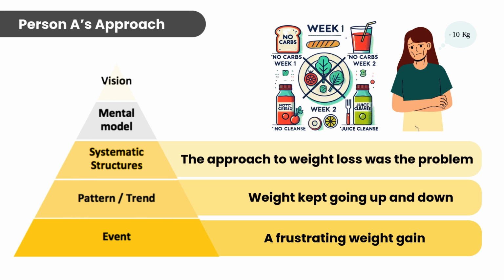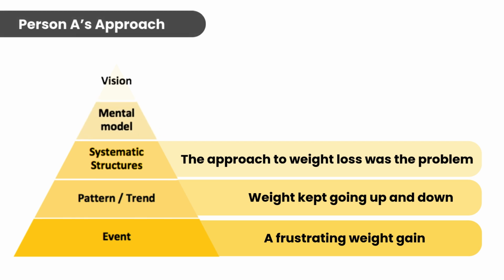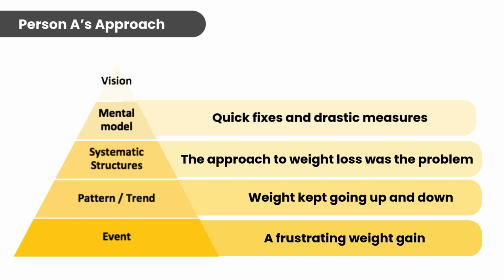Interesting. So now we get to the mental model level. What was person A's initial thinking, their starting assumption about weight loss? Their mental model initially was that weight loss is all about quick fixes and drastic measures. They thought if they just found the right magic bullet diet or workout, they could lose weight fast. The more extreme, the better kind of thinking. Okay, that's a common mindset. But then their mental model likely shifted, right? Exactly.